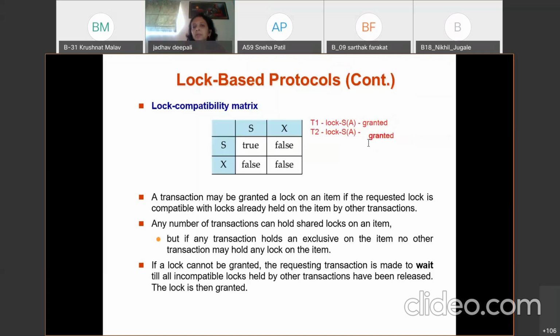Why is it granted? Because shared mode is compatible with the shared mode, and that's why it is granted here.